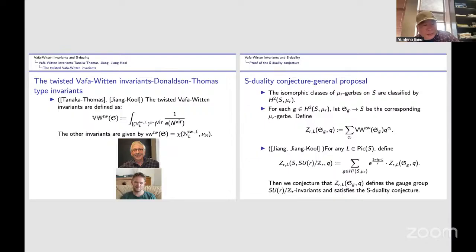Then you can define the generating function of the Vafa-Witten invariants for SU(r), maybe already done by Tanaka-Thomas. How to define the SU(r) moduli invariant? So now we have a proposal with Mao-Tao Kool. We define this using the twisted Vafa-Witten invariant, really twisted.